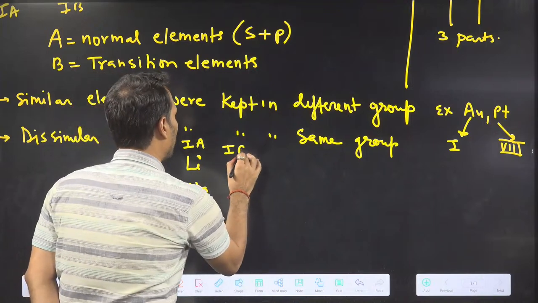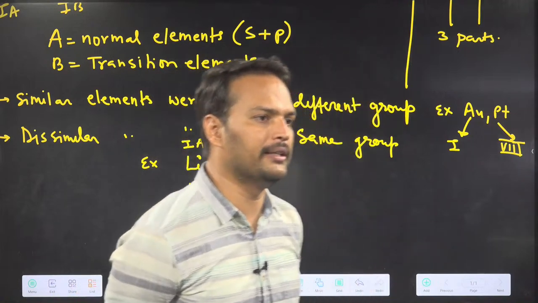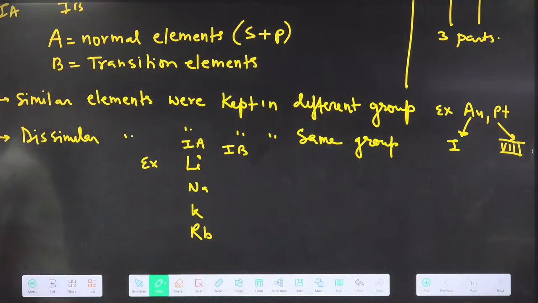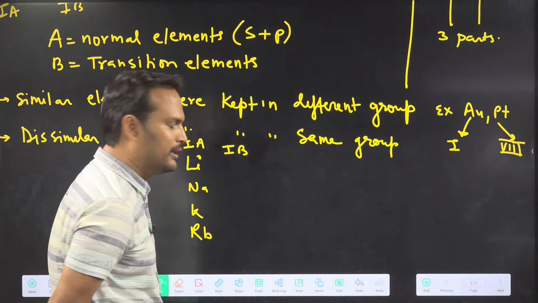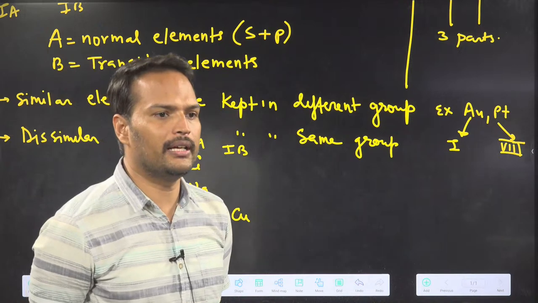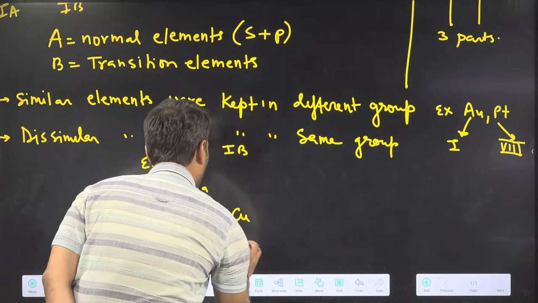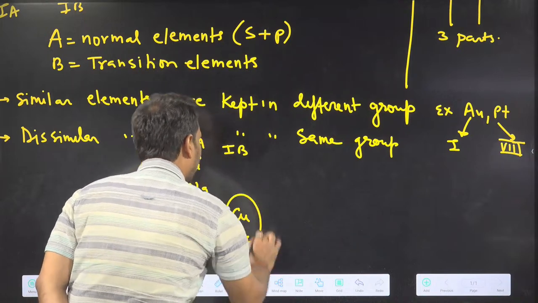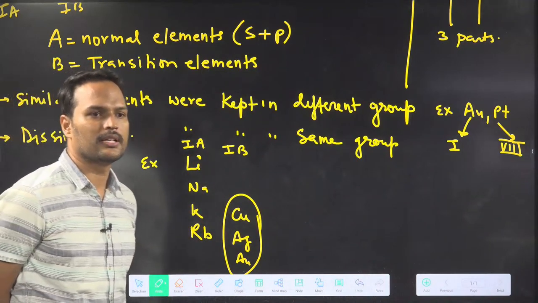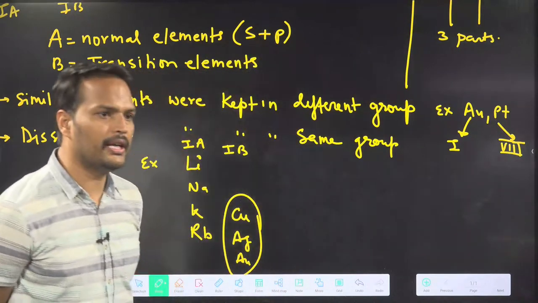And in this only, 1B, you will also find some elements. Check here, the lower part, what is written? Copper, Ag, Au. This only I said, copper, Ag, Au. These are coinage metals, but they are kept with alkali metals. Is this clear to everyone? Is this clear?